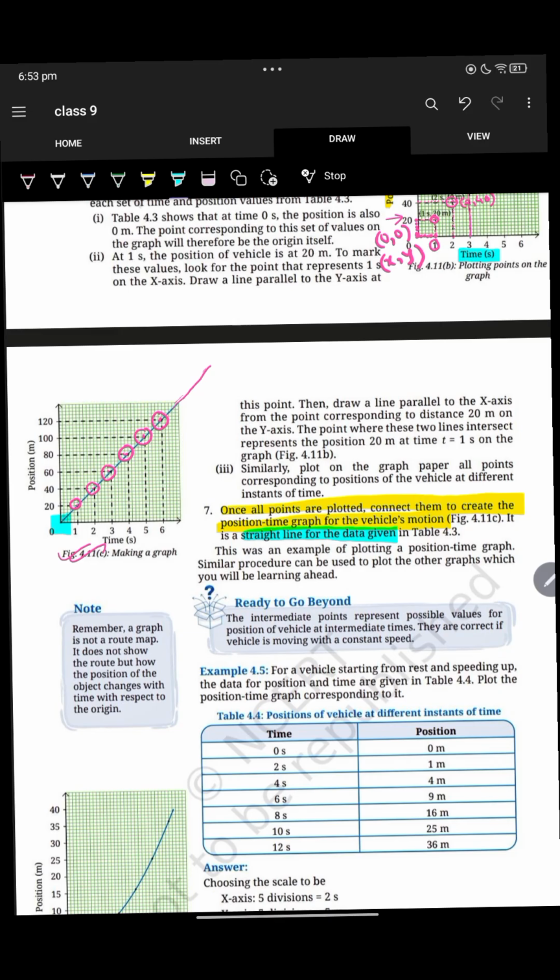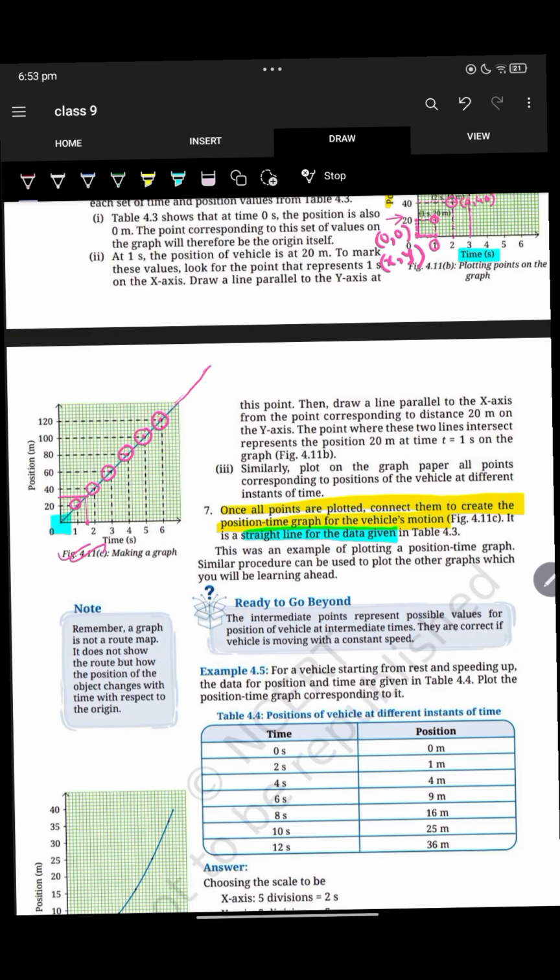Now, what does it mean? Suppose I have to see any intermediate position. In between 1 and 2, I can get a point 1.5. For that, I will get a point over here. Say this should be 30. Okay.